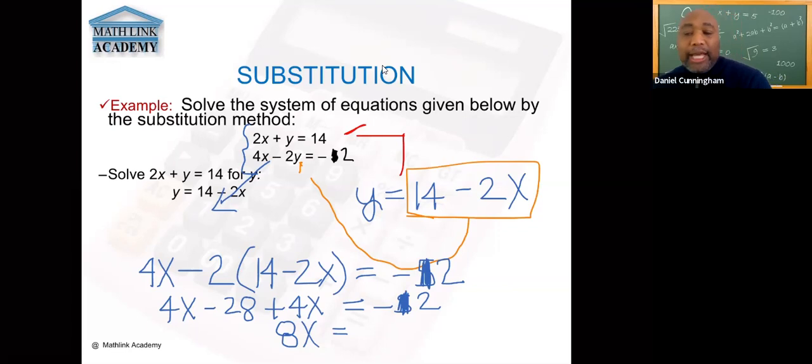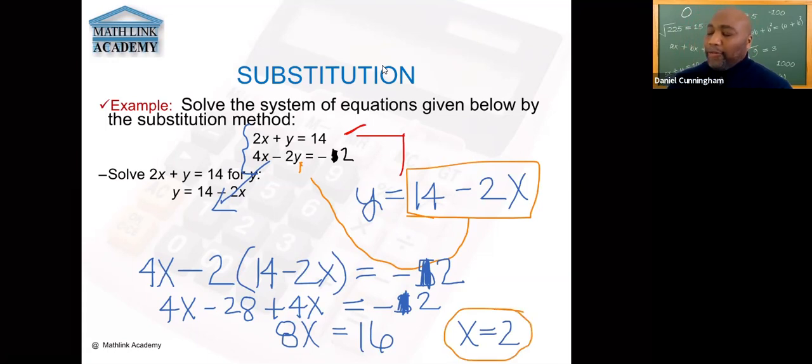Minus 12. So it's not minus 5, it's minus 12. So notice the correction on the original problem. In this case, we'll end up with 16, and therefore x will have to equal 2. Now again, since we have an x value, we also have to find the y value. So to find the y value, I'm going to plug this into my y equals 14 minus 2x, and that would give me my y value.